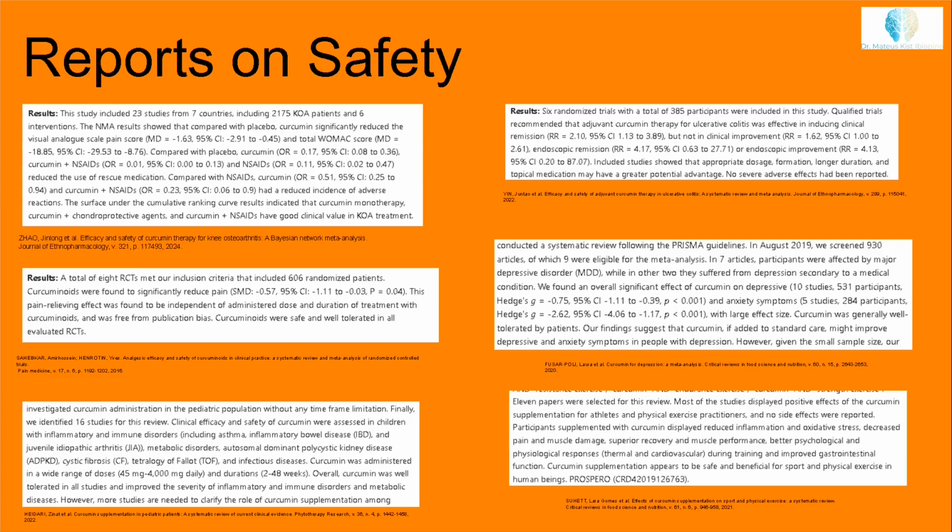Here we have some other reports about the safety of curcumin in many different reviews, actually, in different patient populations. So this first review is about patients with knee osteoarthritis. The second is about studies that use curcumin as an analgesic. The third is about the use of curcumin on pediatric patients. Here it was about the use of curcumin as an adjunctive treatment for patients with ulcerative colitis. Here we have a review for the use of curcumin for depression.